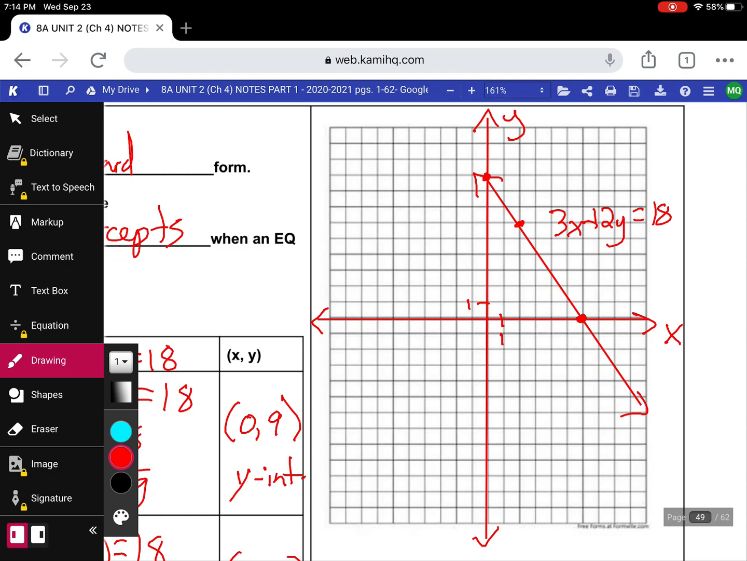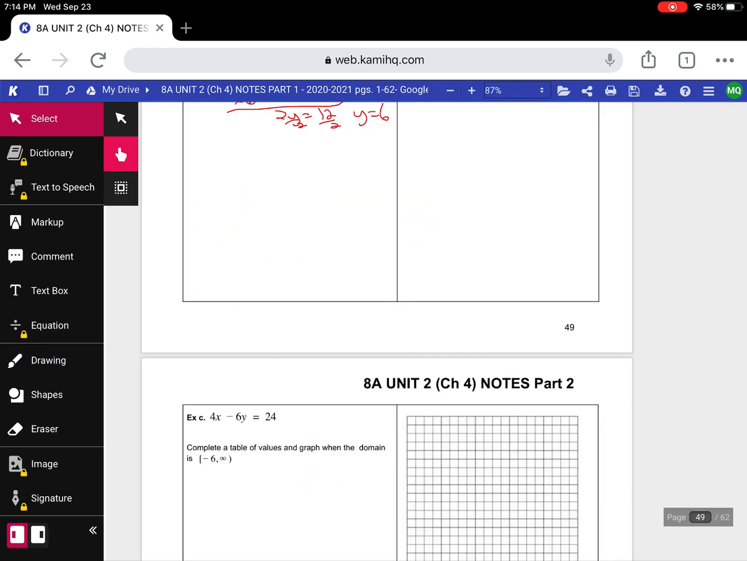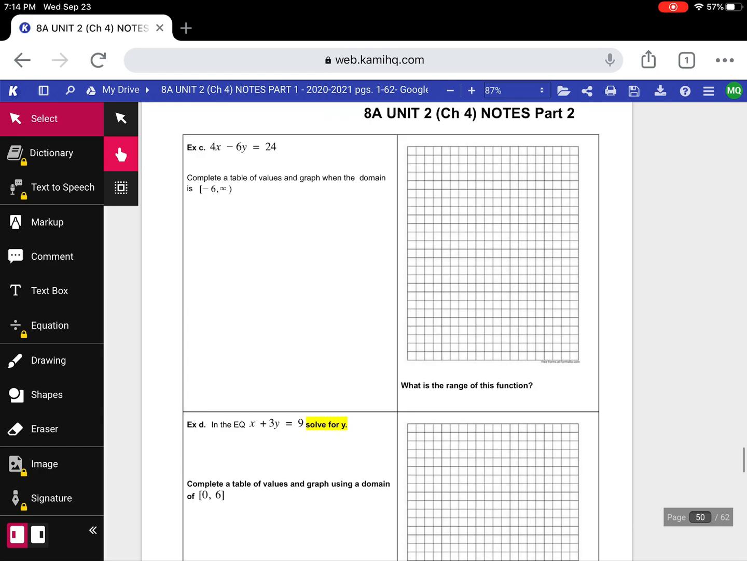Okay, we just have a couple more pages to go. I know this video is a little bit longer. That's because I'm getting used to my iPad still. So let's go ahead and go on to page 50, okay? Okay, we're on 50. We've got a couple of them here.